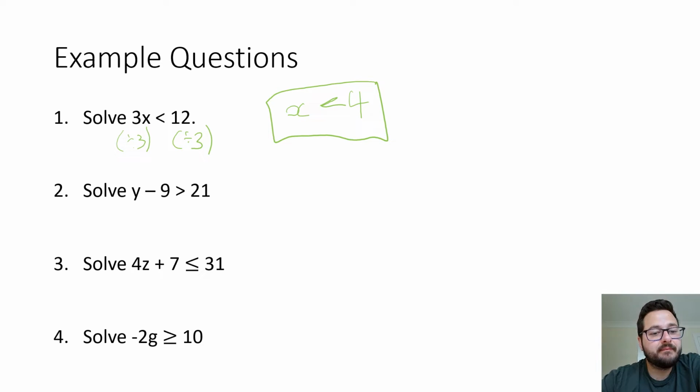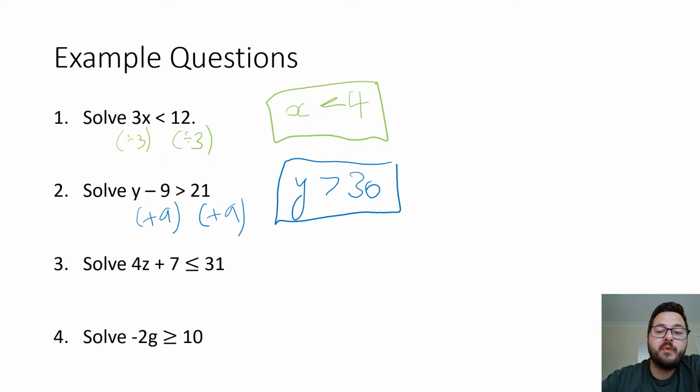Okay, next one. We've got y minus 9 is more than 21. So we want to do the opposite. We want to add 9. And we'll do that to both sides again. Nothing wrong with doing that. And 21 plus 9 is 30.